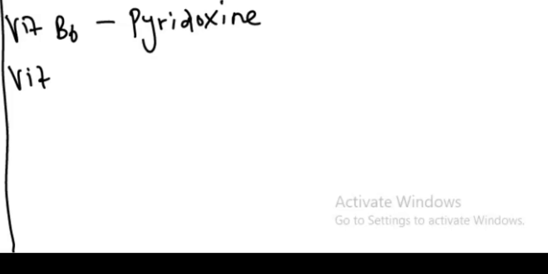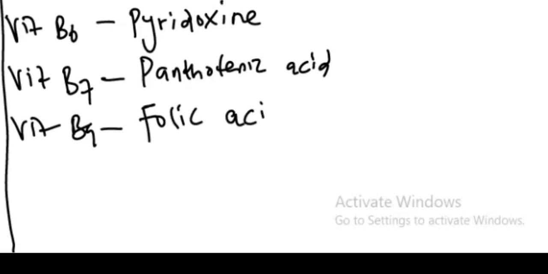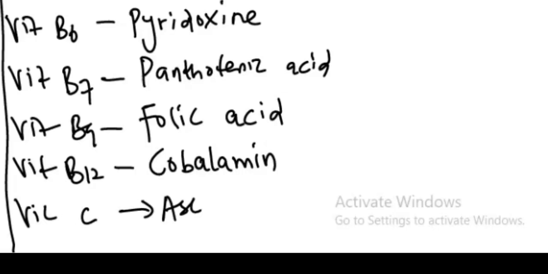Vitamin B7 is called pantothenic acid. Vitamin B9 is called what now? Folic acid. Vitamin B12 is called cobalamin. Vitamin C is called what now? Ascorbic acid. You get?